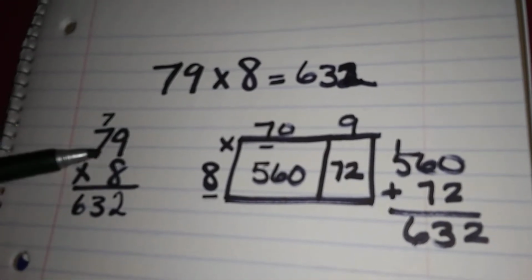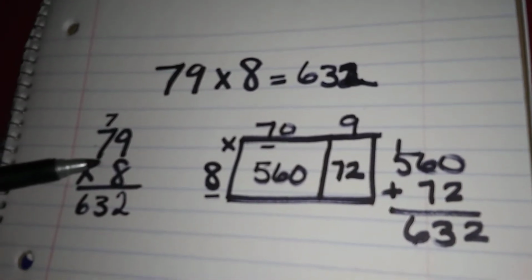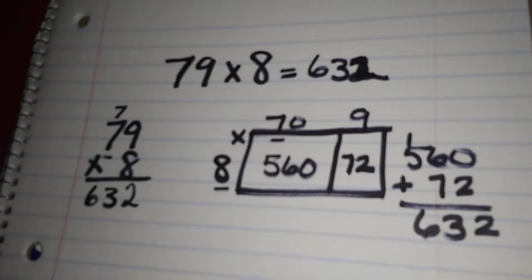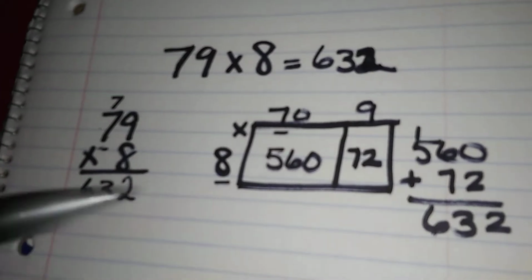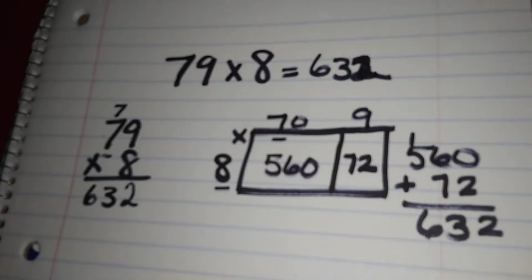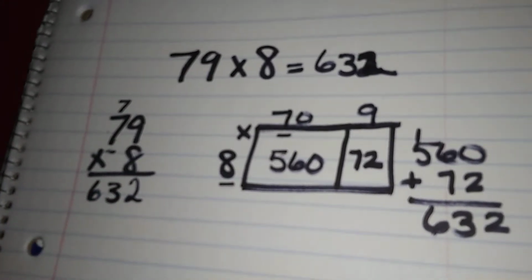When I went here, I said 8 times 7. I wasn't even thinking that, well, this isn't really 7. It's in the tens place. It's 70. So what I try to have my students understand is how to think about reasonable answers. If 8 times 70 is 560, then I know my answer has to be over 560.